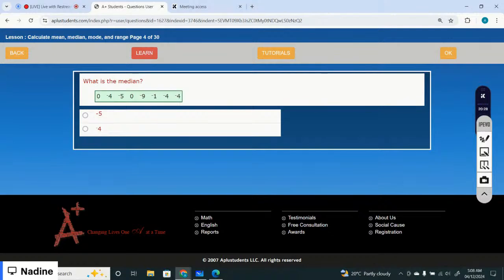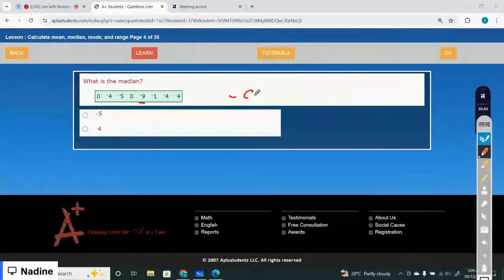What is the median? How do we calculate the median? For the median, we have to arrange the numbers from least to greatest, right? So the least number here is negative 9, then negative 5, then negative 4, negative 4, negative 4, and then 0.